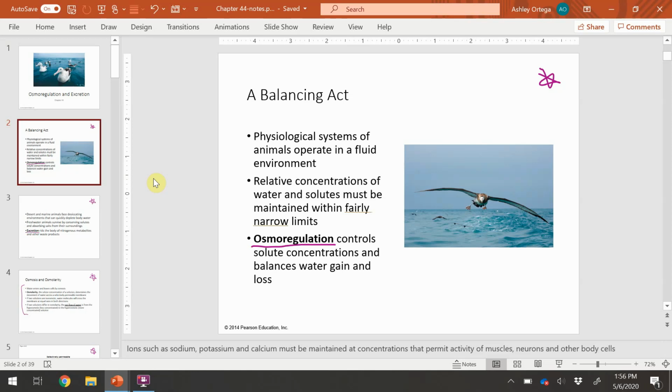Ions such as sodium, potassium, and calcium must all be maintained at concentration levels that permit the activity of normal life. Muscles, neurons, and other body cells rely on concentrations of these ions in very distinct fashion. And so there is a given range of concentration of these ions that is acceptable for the muscles and cells to work in that environment.